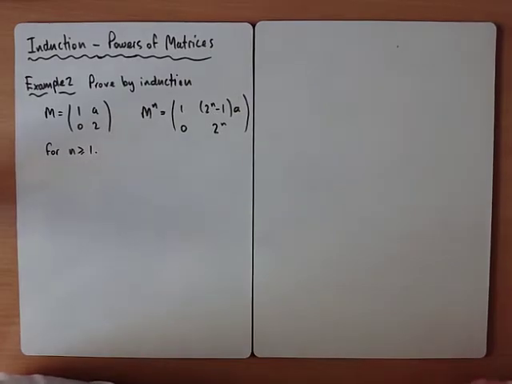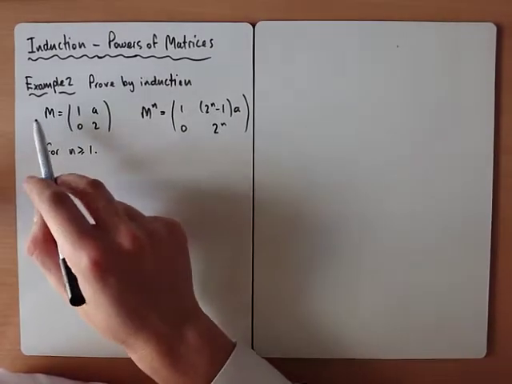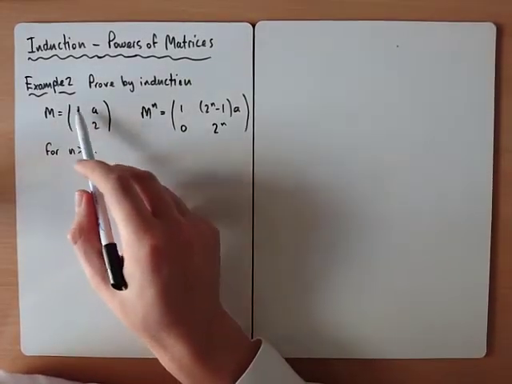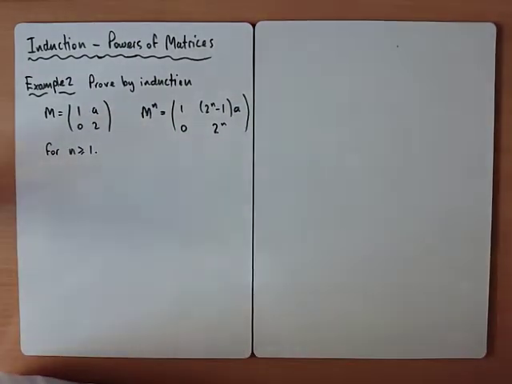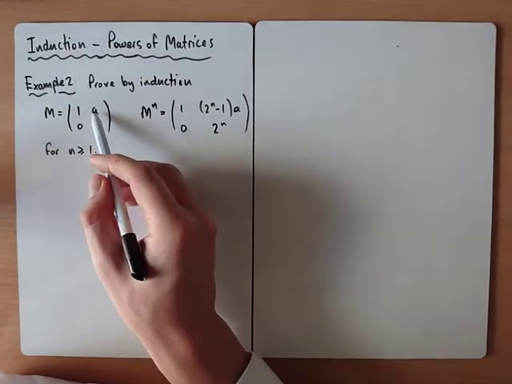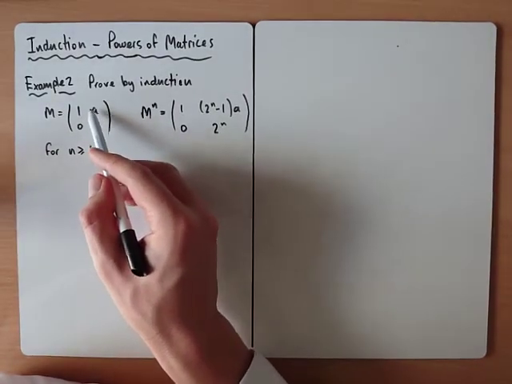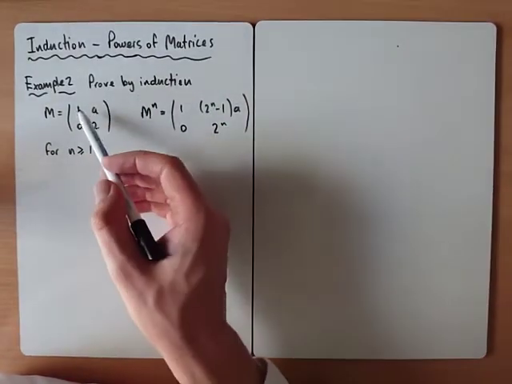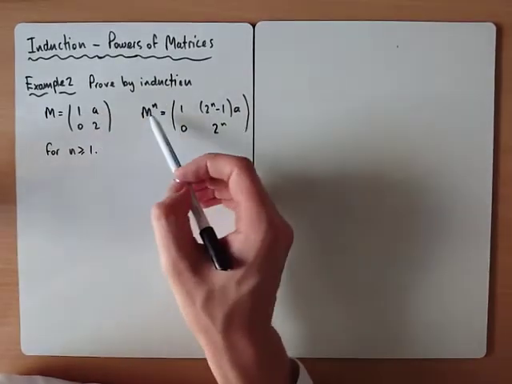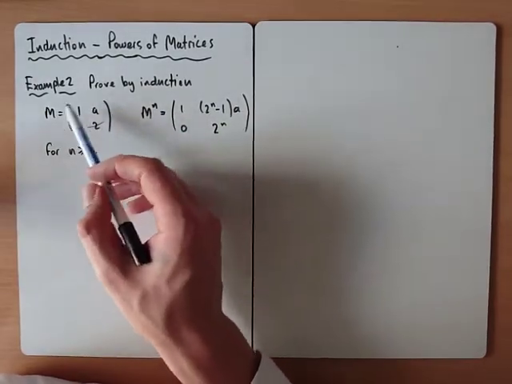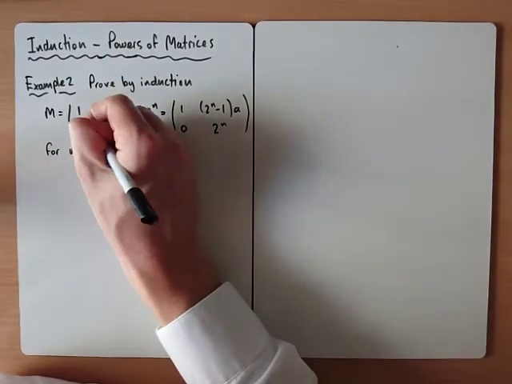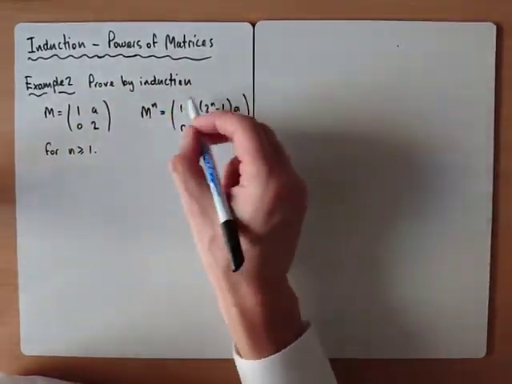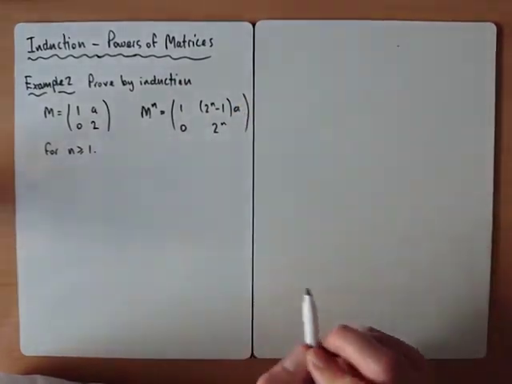Okay, let's try one more. So we've got this matrix, which is a general matrix, 1 a, 0 2. So actually we're proving a result not for a specific matrix. This a could be any value that we want, like we could let a equal 5 or minus 7, anything you want. And we're going to prove that if we wanted to raise this matrix to the power of n, this would be the way that we could quickly do that using this result here.